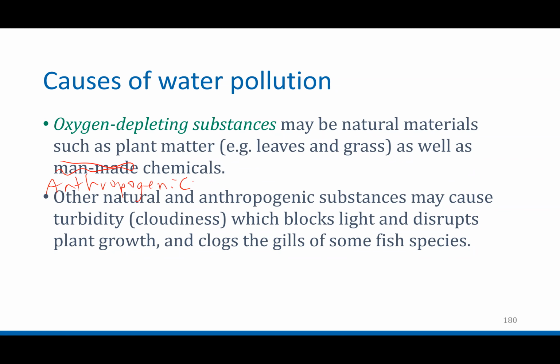Okay, so oxygen depleting, these are things that lower the dissolved oxygen. So it could be an overgrowth of algae, it could be things that cover the water, causes the water to become turbid. So leaves, grass, soil, anything like that. It could be natural, but it could also be man-made or anthropogenic, like fertilizers or pH. We change the pH, the acidity of the water, and it can change the dissolved oxygen. So oxygen depleting substances, any chemical or matter that lowers the dissolved oxygen.